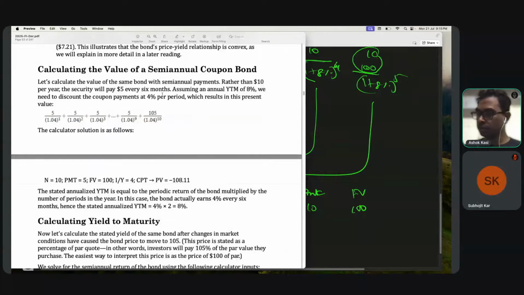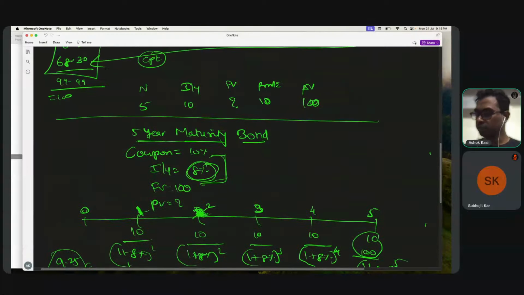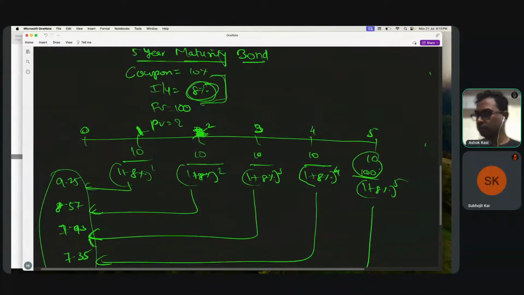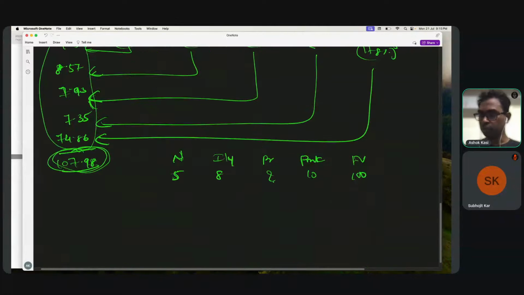Now next one, semi-annual. So now you can see here when the interest rate went down, bond price went up. Remember that rule, inverse relationship. Interest rate came down from 10% to 8%. Previously it was 10, and now the price has gone up.